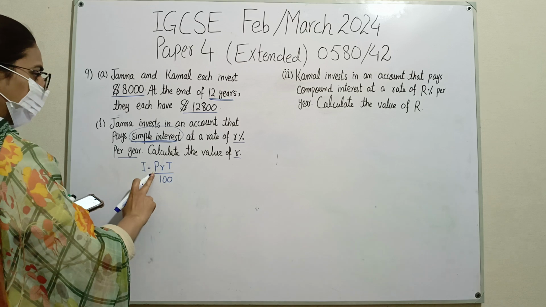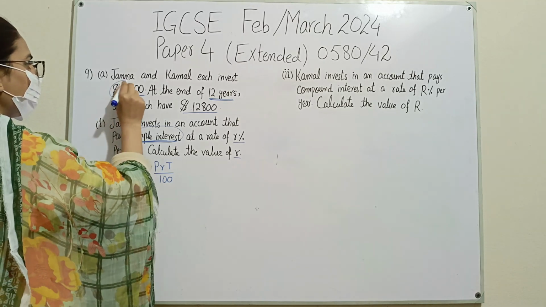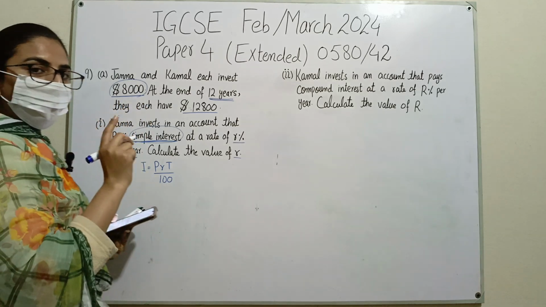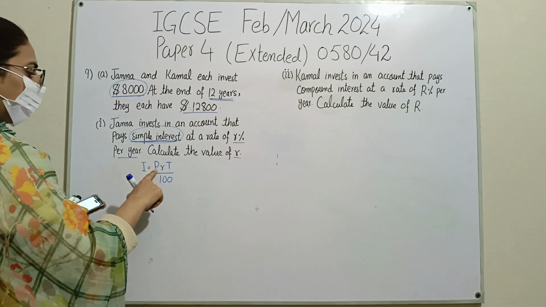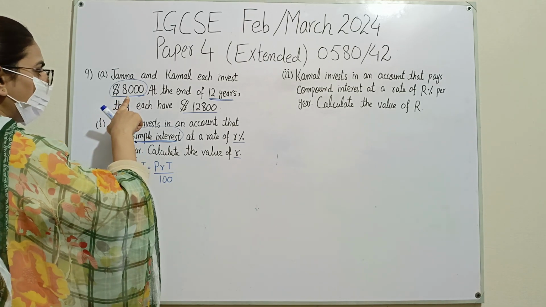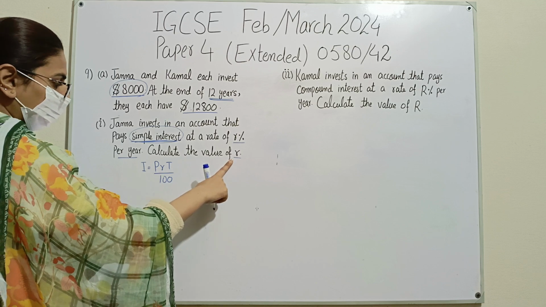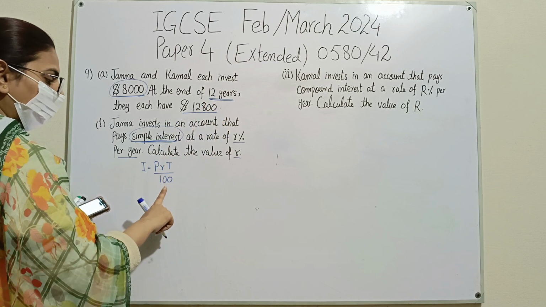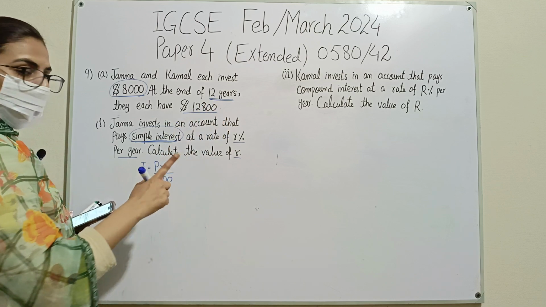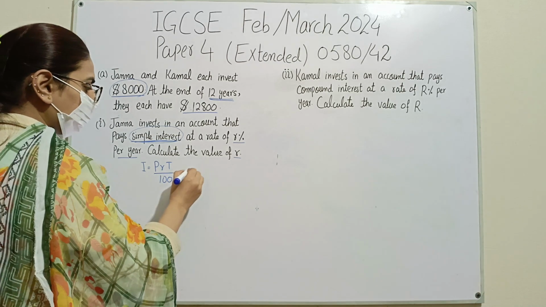Here the value of P is the principal value. The principal value is given here. Actually, the principal is the value which you invest for the first time. The value of principal here is $8,000. The value of R is to be calculated. The value of T here is 12 years. The value of 100 will remain the same, but you do not have the interest. First of all, find the interest.